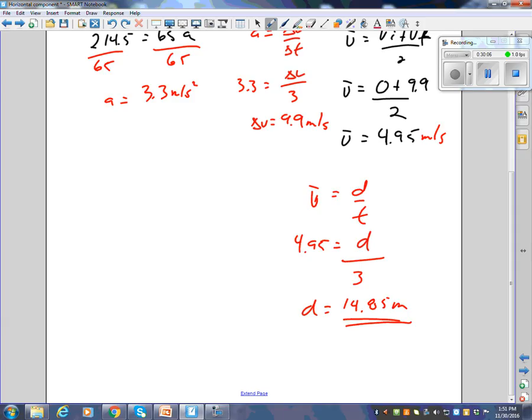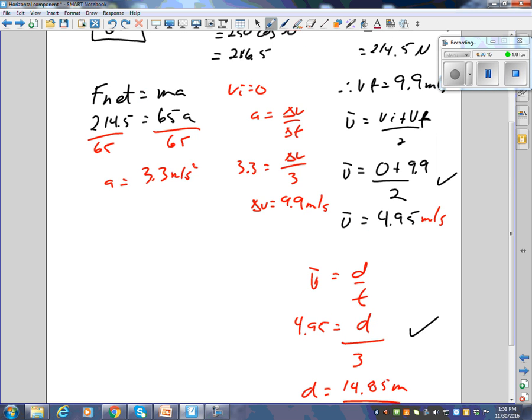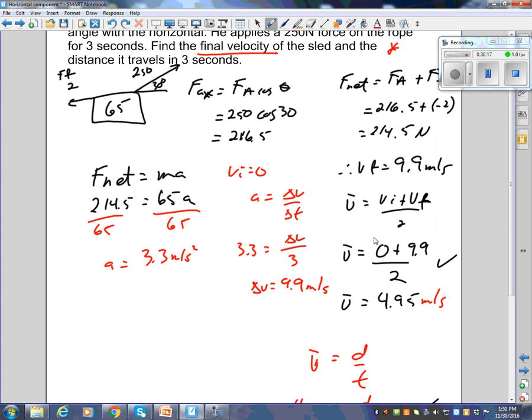Okay, so 14.85 meters is our final answer. Now, we have to answer the question, how much is it worth? So let's go 1, 2, and 3, 4, 5, 6, maybe 7 if I want.